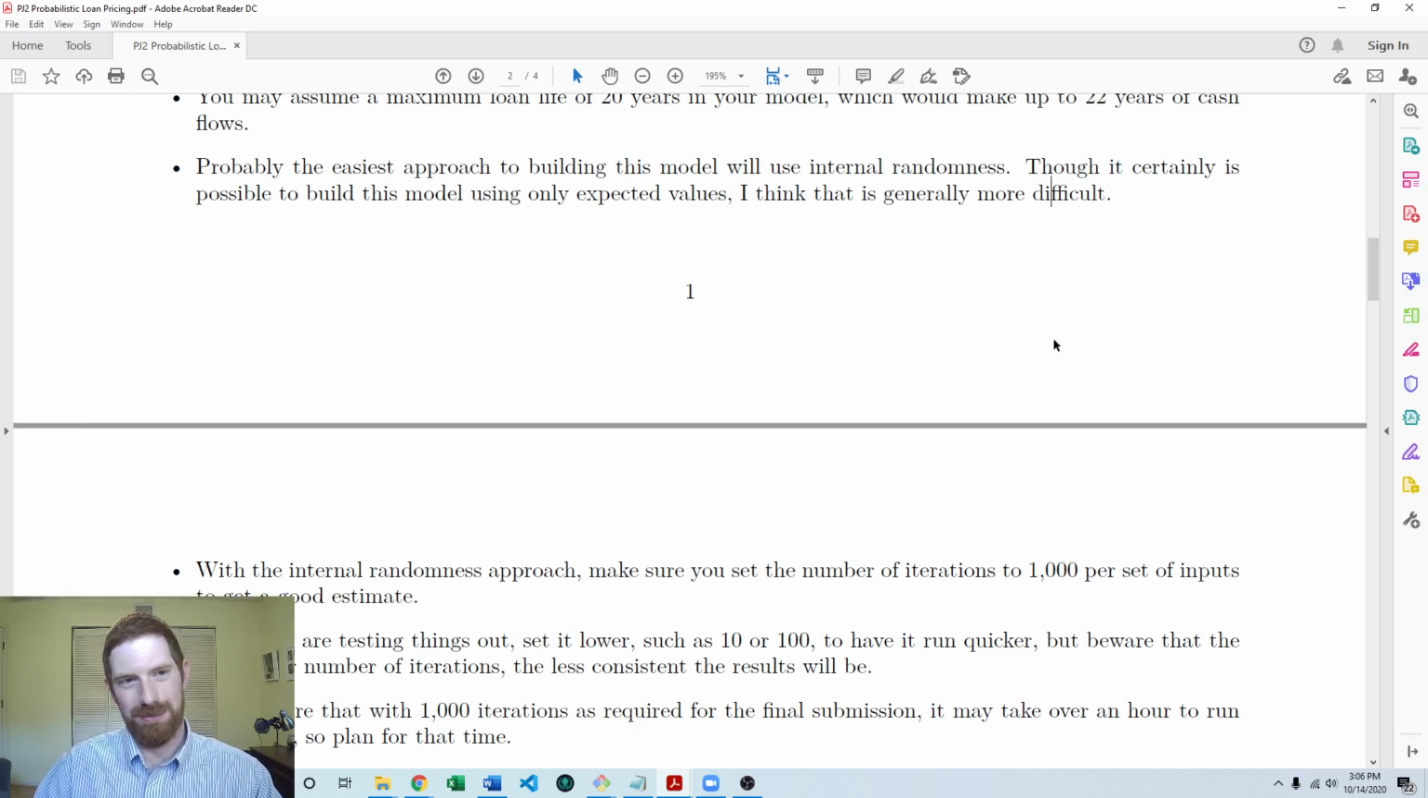It is possible to do everything in terms of expected value and not actually have a random component in your model, but that does take a lot of fairly complicated math to make that happen. I've only ever seen a couple students do that, and I think it's generally a much more difficult way to go about building this model. And it also doesn't really hit on a lot of the things that I'm trying to test with this model. Going with the internal randomness approach, you're going to get much more comfortable working with a random model and being able to extend an existing model. So that's the approach I would recommend in general.